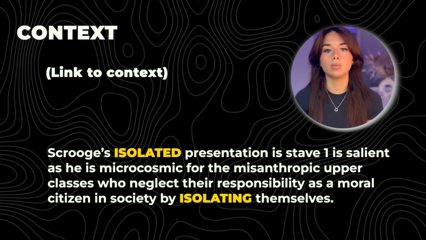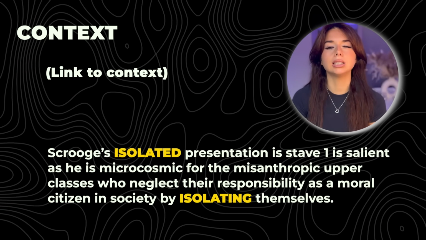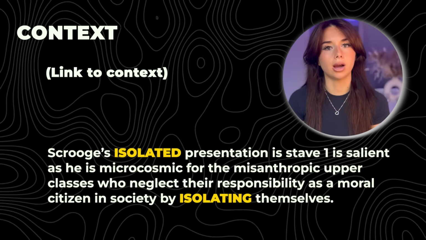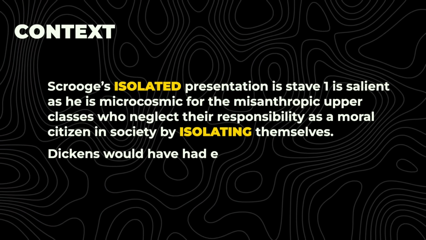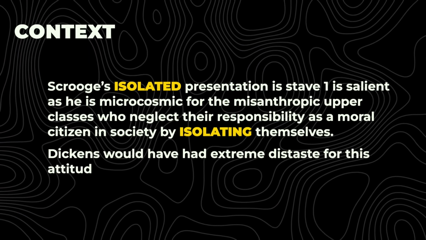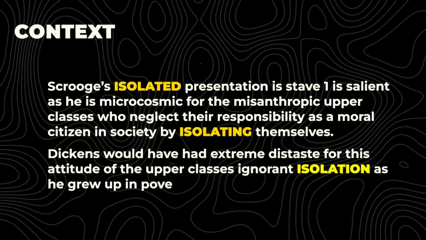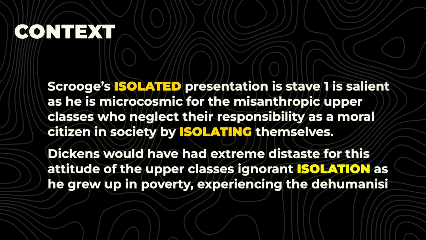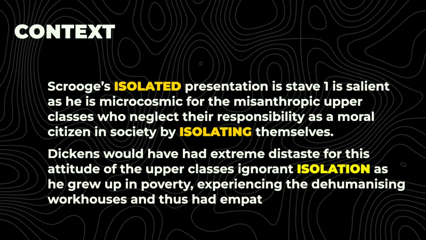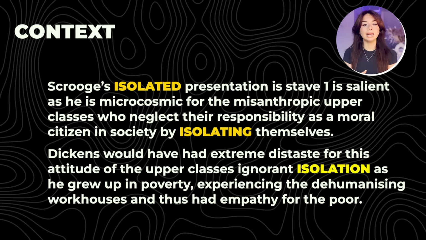Now, this is the actual bit of context I'm going to put in. I just had to put a link so it flowed in the paragraph. Dickens would have had extreme distaste for this attitude of the upper classes' ignorant isolation, as he grew up in poverty, experiencing the dehumanizing workhouses, and thus had empathy for the poor. So you can see with my link to context, I'm making a link between the analysis and the context I'm about to put in, so it's not just bolted on.